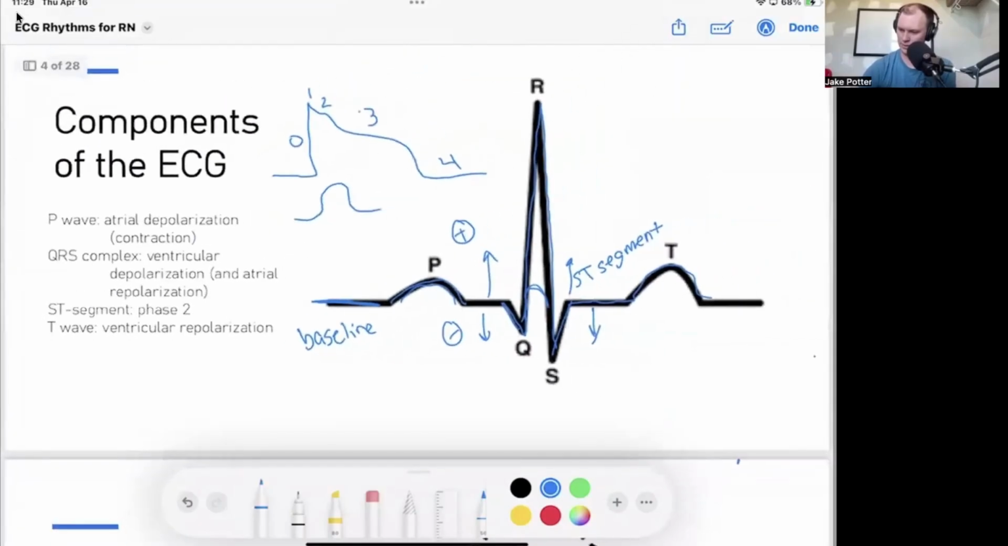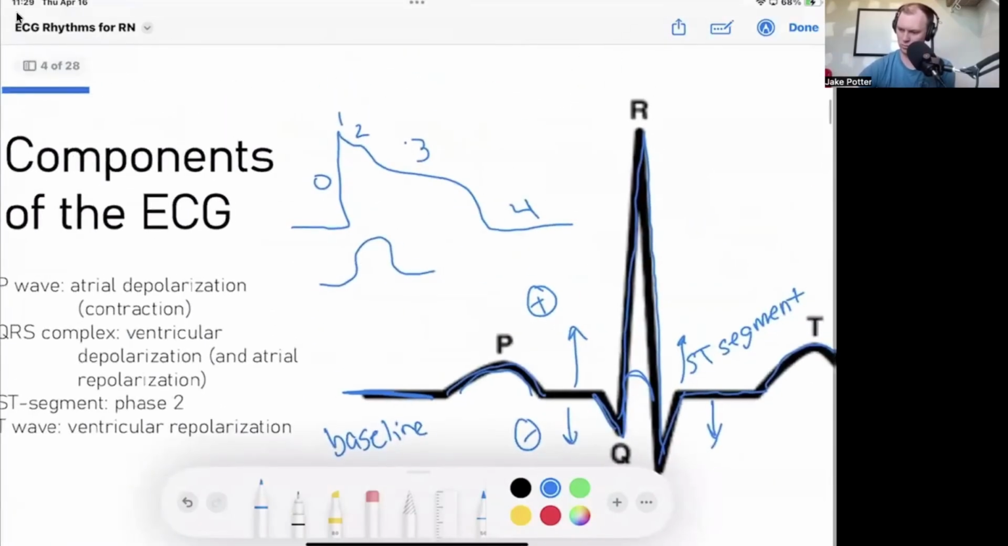And like you see over here, the ST segment is kind of like phase 2, where calcium gets influxed. So you have phase 0 to phase 1 is sodium, 2 is calcium, 3 is potassium primarily, and then 4 is your baseline, where everything is kind of at homeostasis.